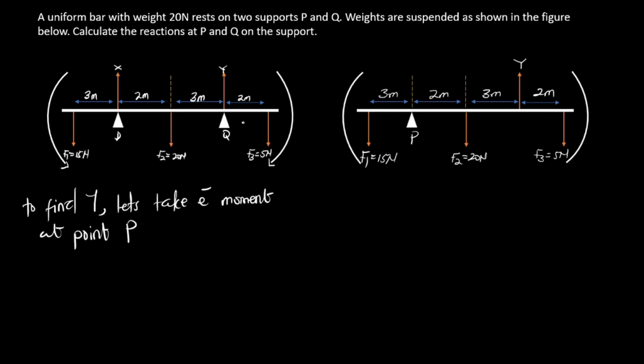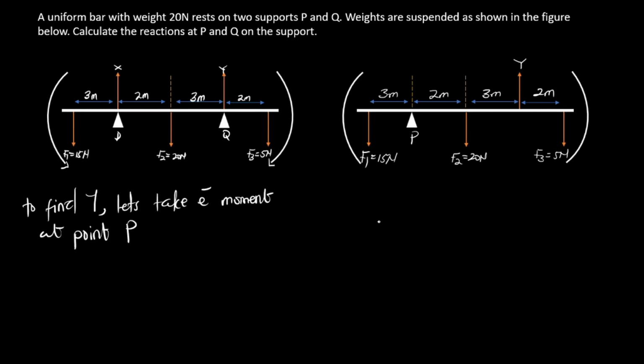But we are ignoring the pivot Q, so there's no pivot over here, but the reaction Y still exists. So we could easily go ahead and find our clockwise moment, equate it to our anti-clockwise moment, and find our solution. So let's go ahead and look at that.